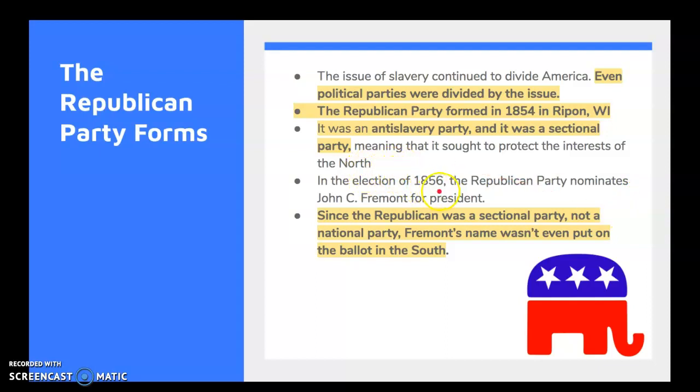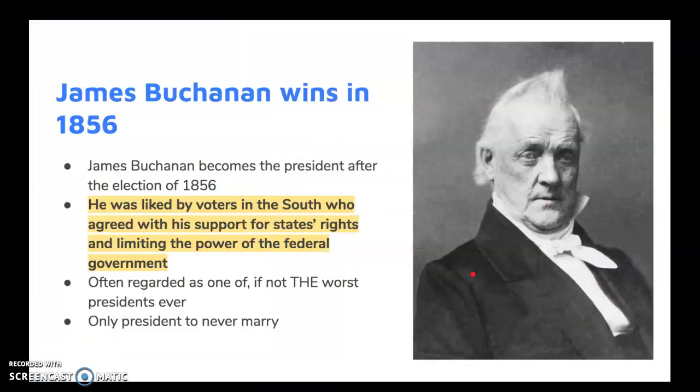So the election of 1856, the Republican Party nominates John C. Fremont for president. He's known as the Pathfinder. Since the Republican Party was a sectional party, not a national party, because it was only interested in policies that favored the North, Fremont's name wasn't even put on the ballot in the South. So there's no chance of him being elected.